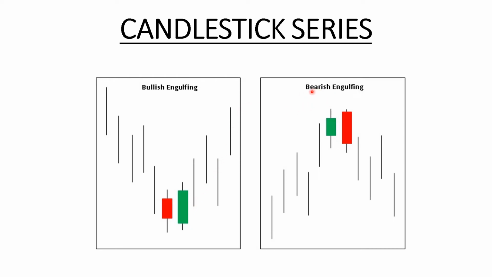Similarly, in a bearish engulfing pattern there will be an upward movement, and all of a sudden there will be a bearish candlestick which will form, which will engulf the entire body of the bullish candlestick, and then from there the market will reverse and start going down.